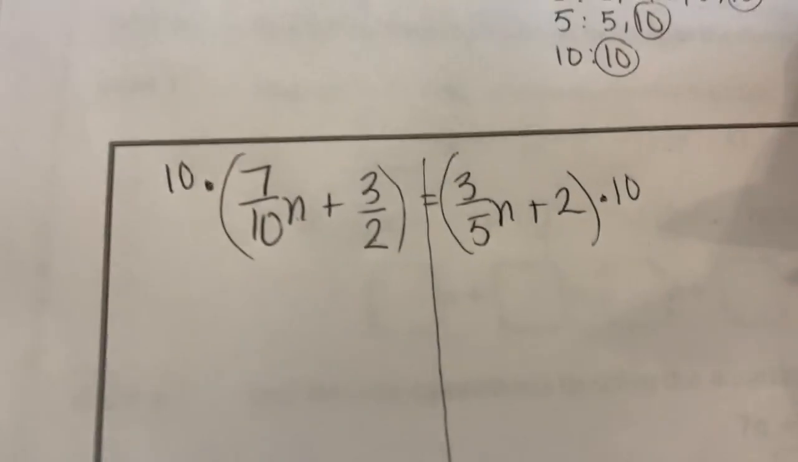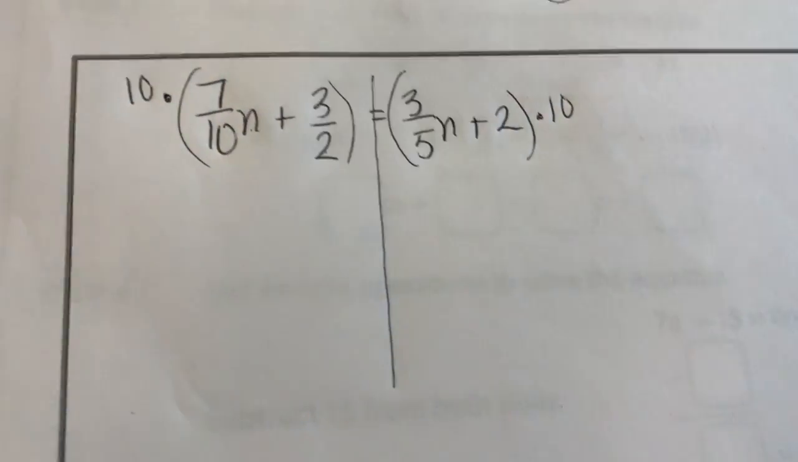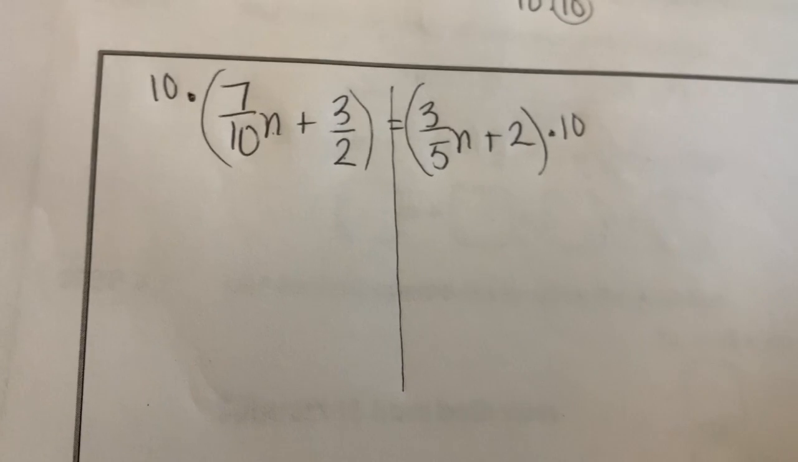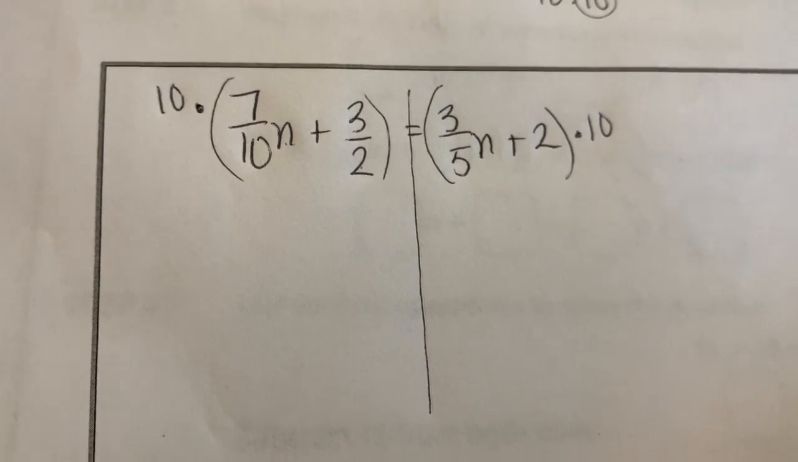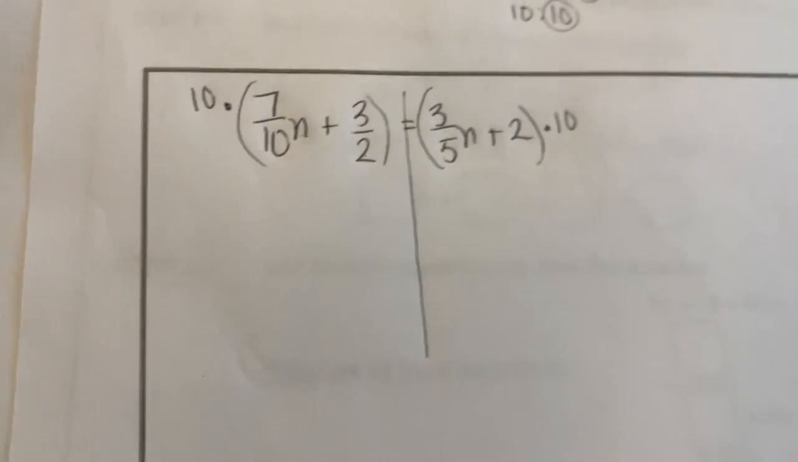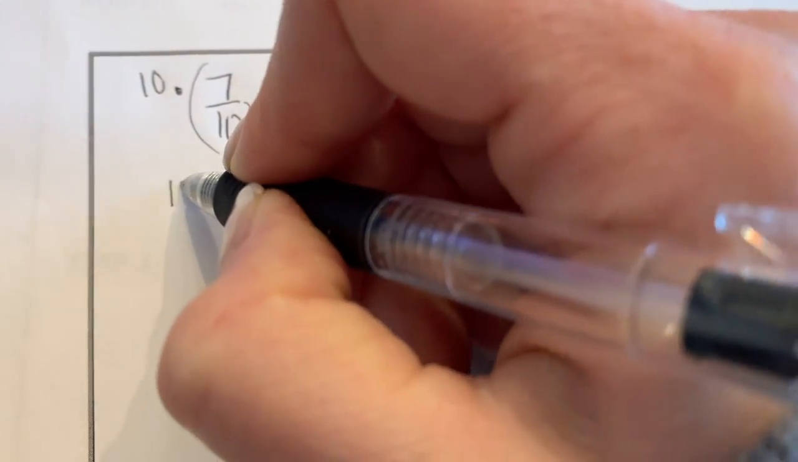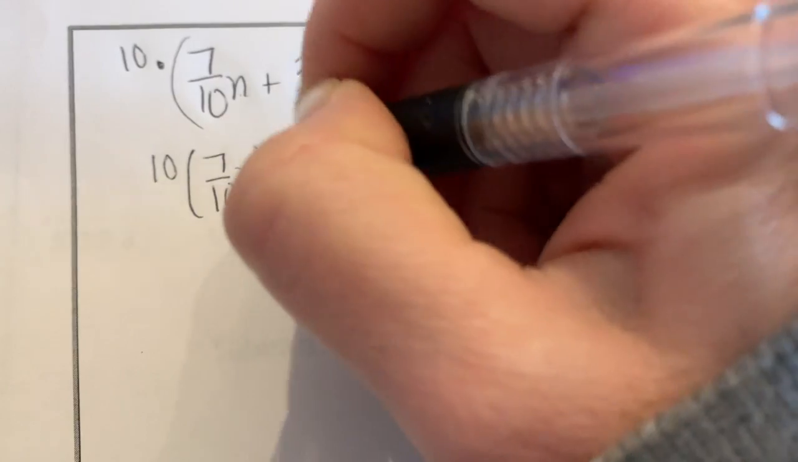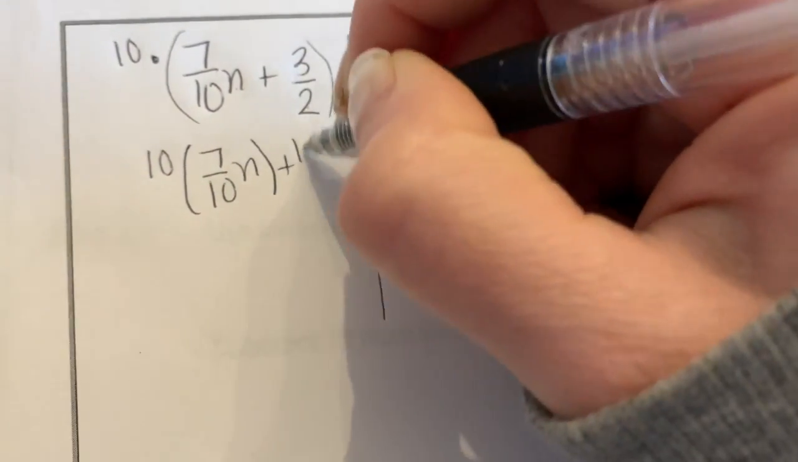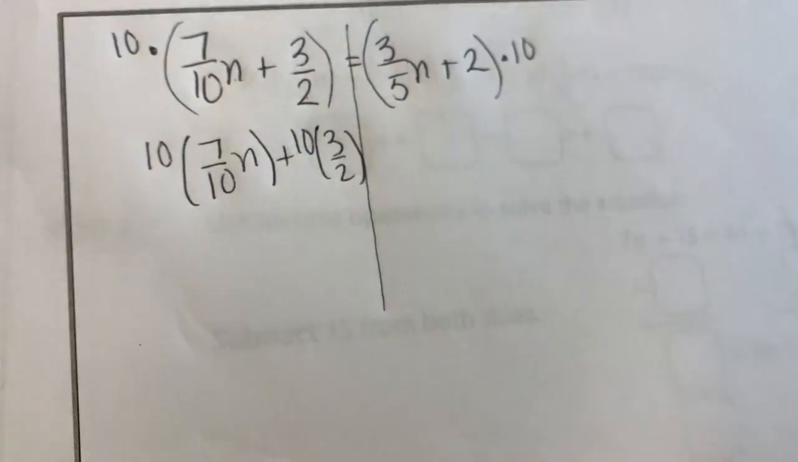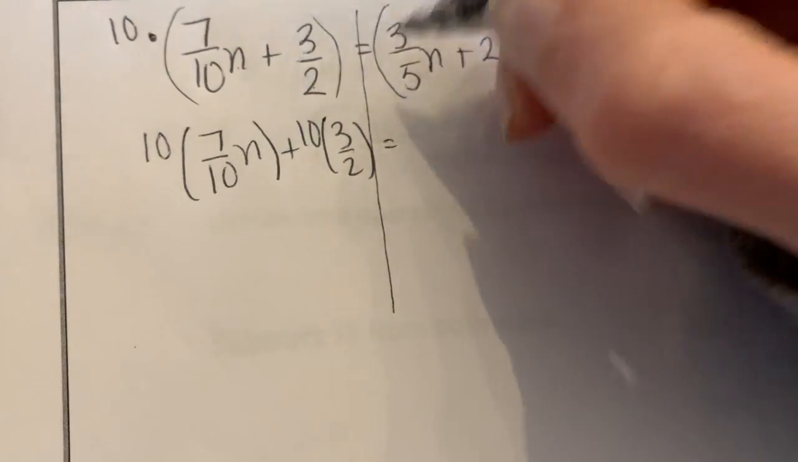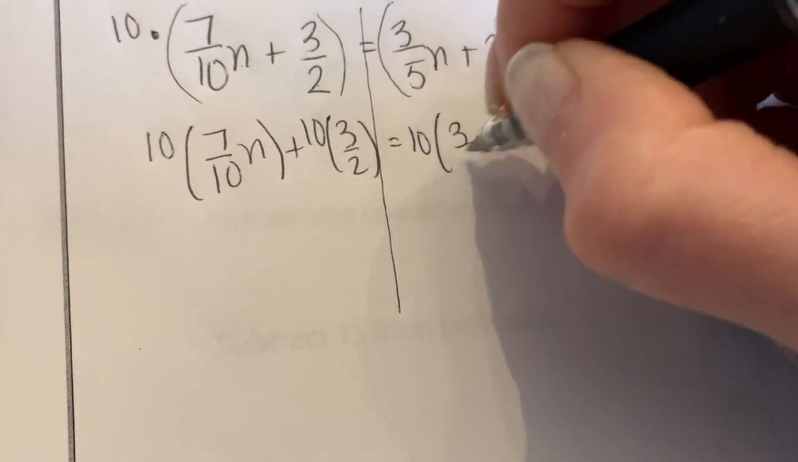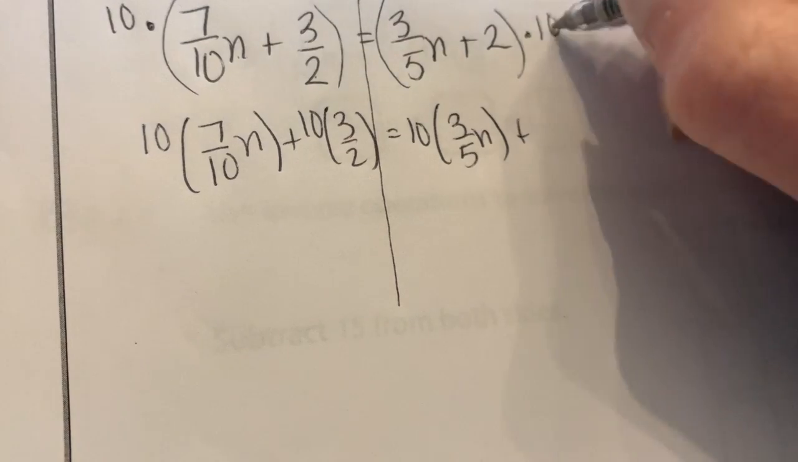So what's going to happen here, it's crucial that you paid attention to my little trick that I taught you last year. I'm going to write it out separately using the distributive property basically. So this is 7/10 n times 10, and then it's 10 times 3/2. Okay, and then on this side, it's 10 times 3/5 n plus 10 times 2.